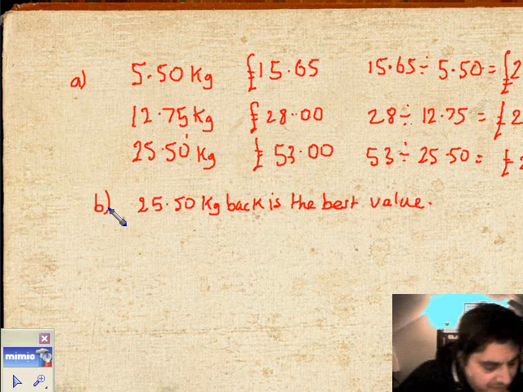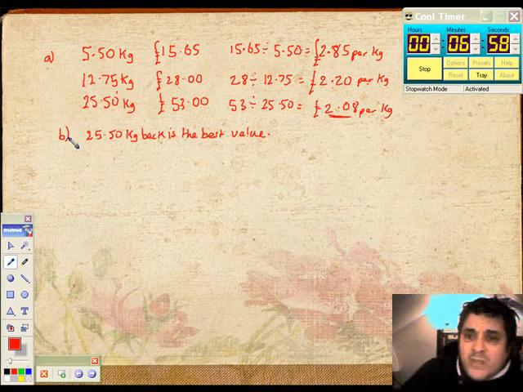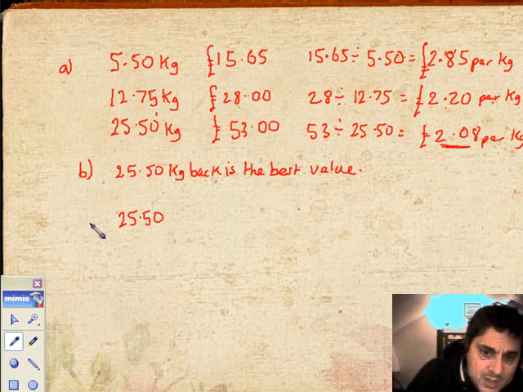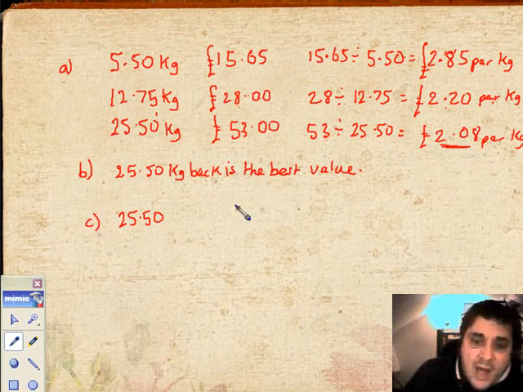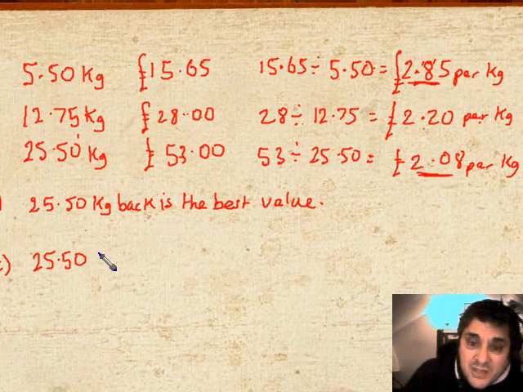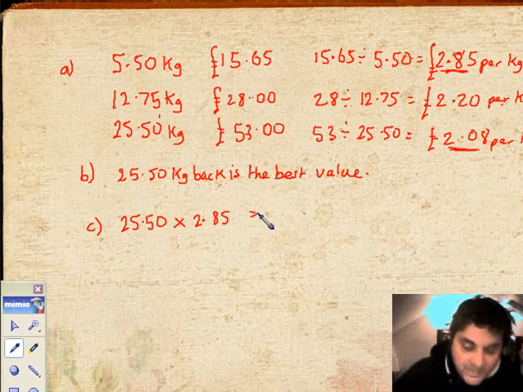That answers part B. All that was A, and that little bit was B. And then it says find the cost of a 25.5 kilogram pack if the price per kilogram was the same as for the 5.5 kilogram pack. Okay, that's quite complicated. In other words, they want me to buy this, but instead of charging £2.08 per kilogram, they want me to charge the same price as if I was buying 5.5 kilograms. It's £2.85. So I've got to multiply that by 25.5 kilos, and we'll see what the total cost is buying it that way.